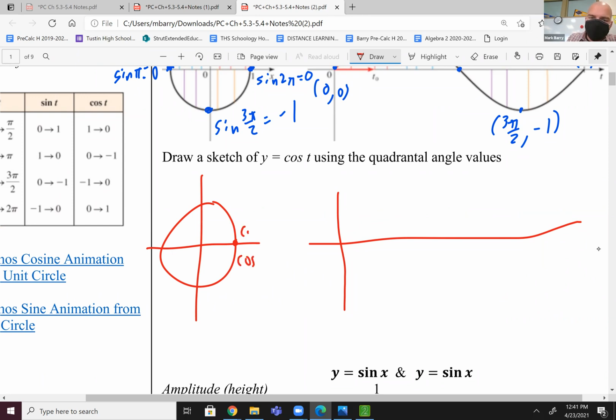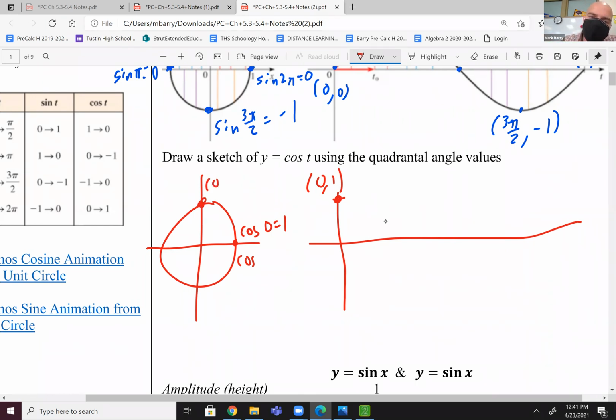Actually, I'm going to start up here. All right, so if I have cosine of 0 radians, so if I'm starting off here, remember cosine is the x value on the unit circle, so that's actually going to equal 1. So my first point then will not be 0, 0, it's going to be 0, 1, because at the radian measurement of 0, our cosine is 1.